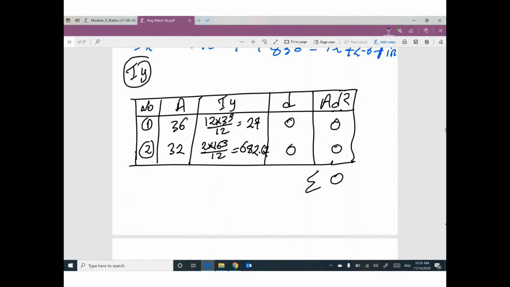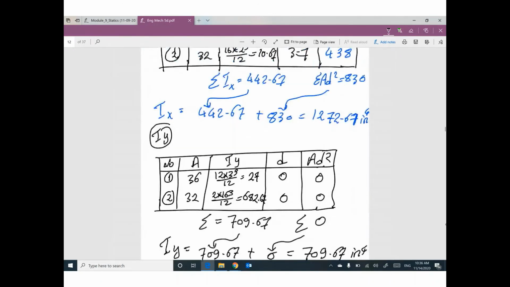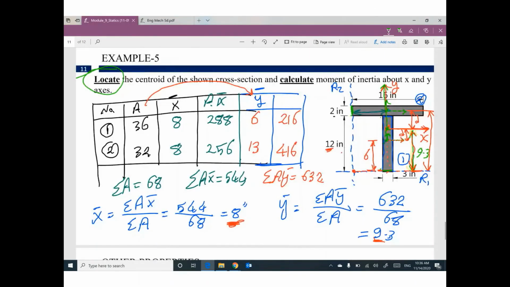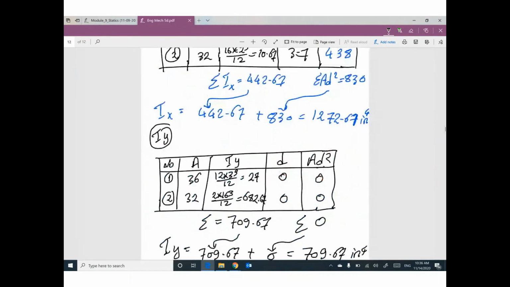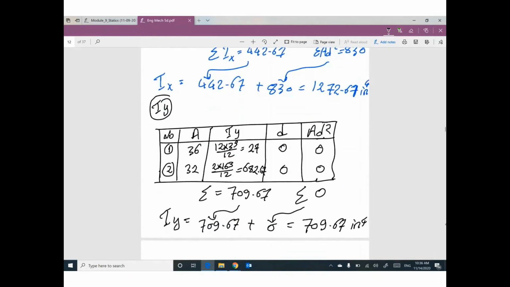Summation here will be 0. Summation here will be 709.67. So finally, Iy will be this value plus this value. So the final value will be 709.67 inch to power 4. So your answer should include 3 tables. The first one to locate the centroid, the second one to calculate Ix, the third one to calculate Iy.